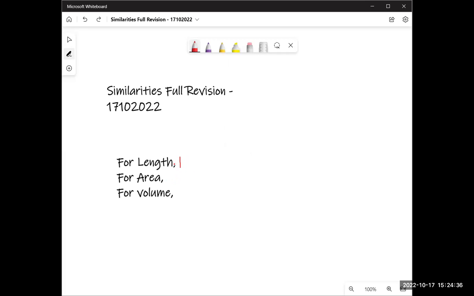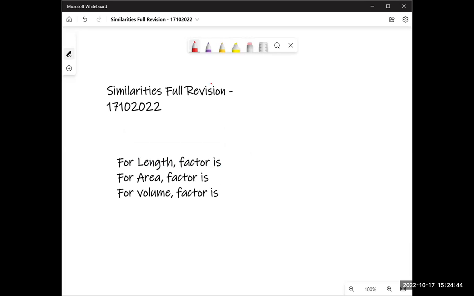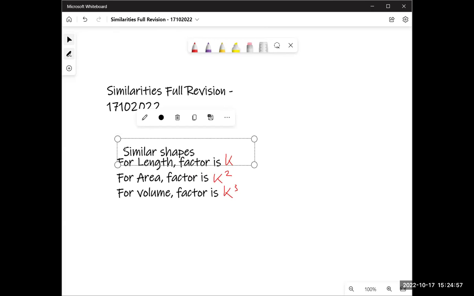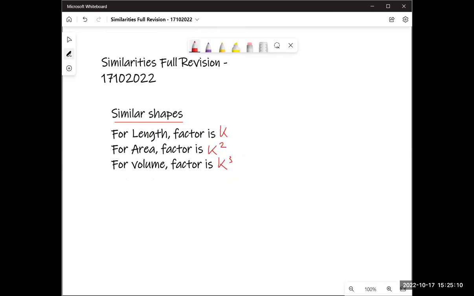So let's just say one more thing. Factor is, write this in your notebook. For length it is k, for area it's k squared, and for volume it is k cubed. Similar shapes. Write the whole thing down. So for similar shapes, for length the factor is k, for area the factor is k squared, for volume it is k cubed. We'll see how to use these factors in a second.